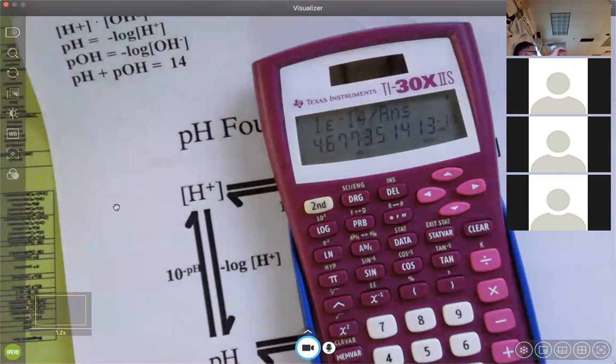What if I wanted the pOH? Negative log of that. I would negative log this. That's why that square allows you to go all the way around in a circle. Because if I wanted the pH and I had the pOH, I would take 14 minus the pOH and I'm back to pH where we started.